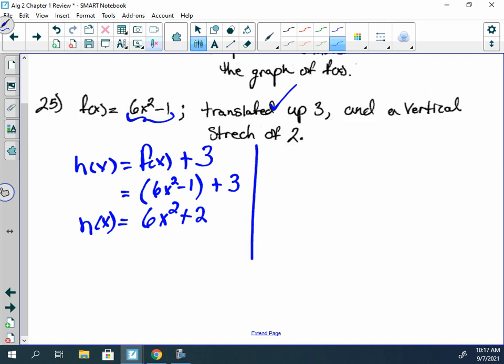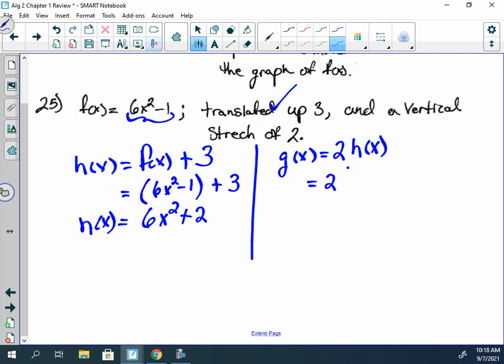And what's next? A vertical stretch of 2, so that means our g of x, our final function, is going to be what? Following our a times f of x. That's our vertical stretch and shrink, yes? And our factor would be just 2. Because the only time we have to do something funky is if it is a horizontal stretch or shrink, really inside the parentheses, then we've got to do something a little bit tricky. So here it's just going to be 2 times our function, h of x, because we're not worried about the original function anymore. We're worried about the one that we translated up 3.